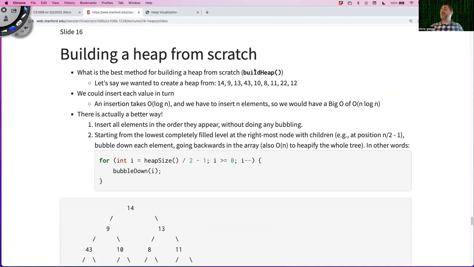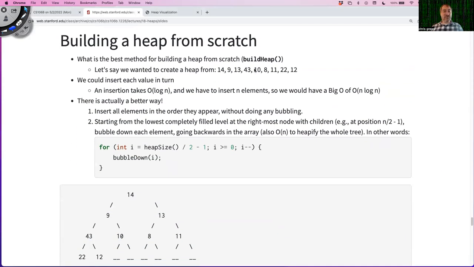Okay, I don't have time to talk about building a heap from scratch, but what I will say is this. If you were to build a heap starting by just doing heap enqueues, that would work just fine. Let's say you had a list of random values and you want to turn them into a heap. You could call enqueue, enqueue, enqueue, and you would go through the bubbling up process for all of those elements, and you would have a heap at the end. That's one way to do that.